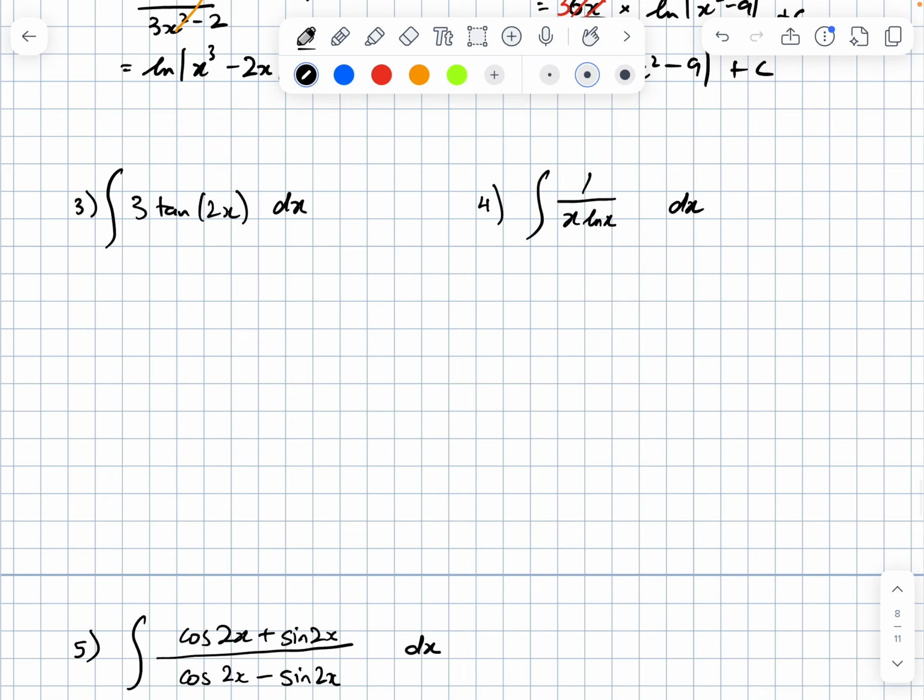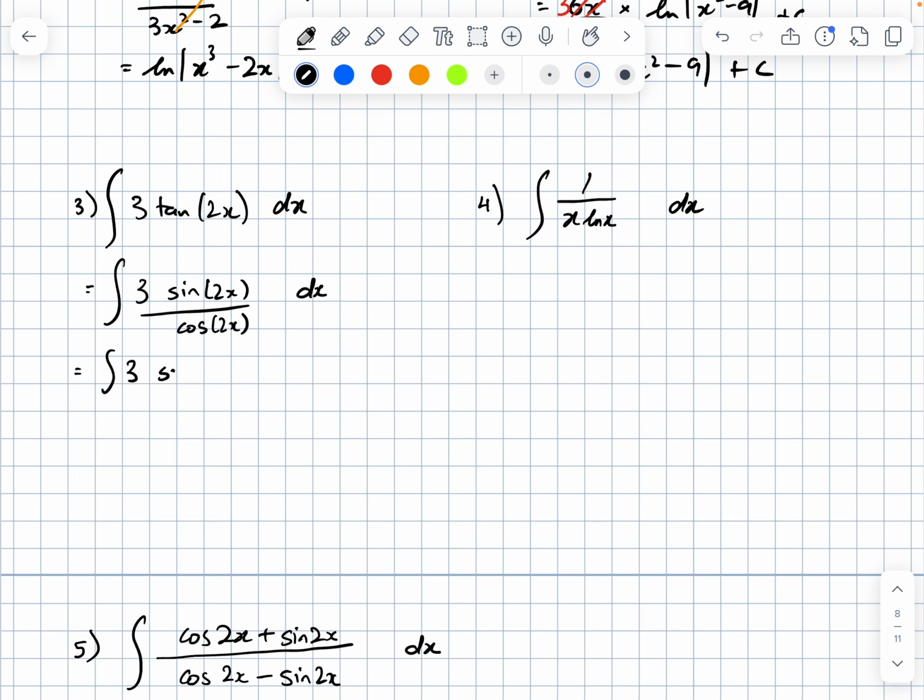Number 3. Now this doesn't actually look like a fraction, but when we did integrating trig functions, we never looked at how to integrate tan. Well, tan, if you recall back from the trigonometry unit, is equal to sine over cos. So we're going to rewrite this as 3 sine 2x over cos 2x dx. And then I think, well, what does cos differentiate to? Cos differentiates to negative sine. That is on the top, albeit not quite the same. So we're going to do those same steps.